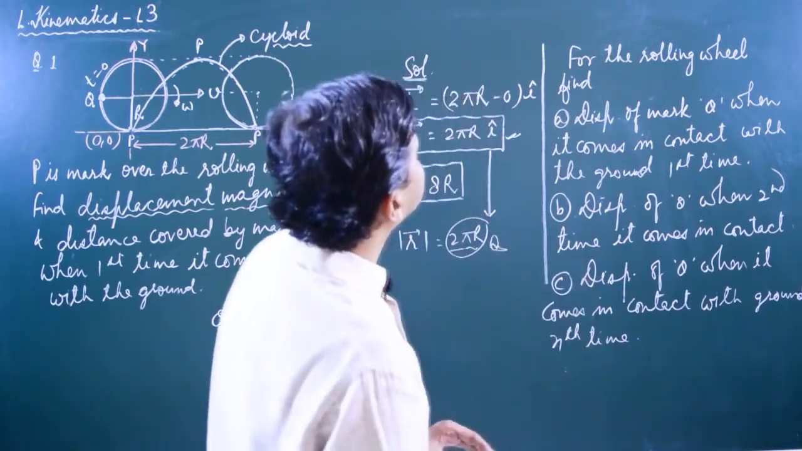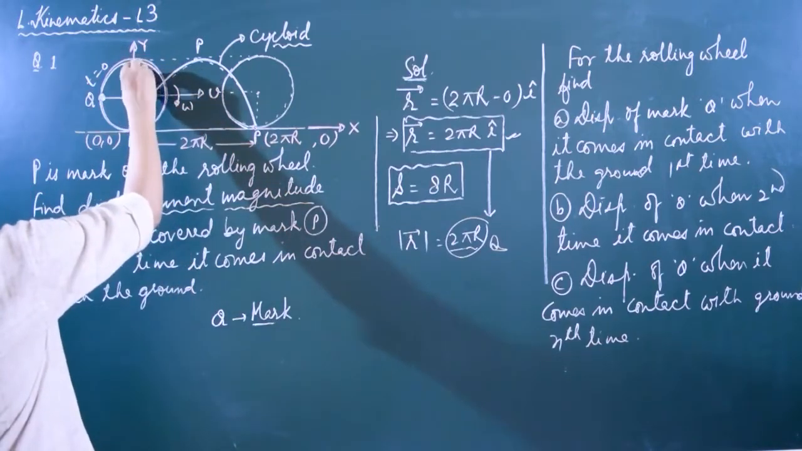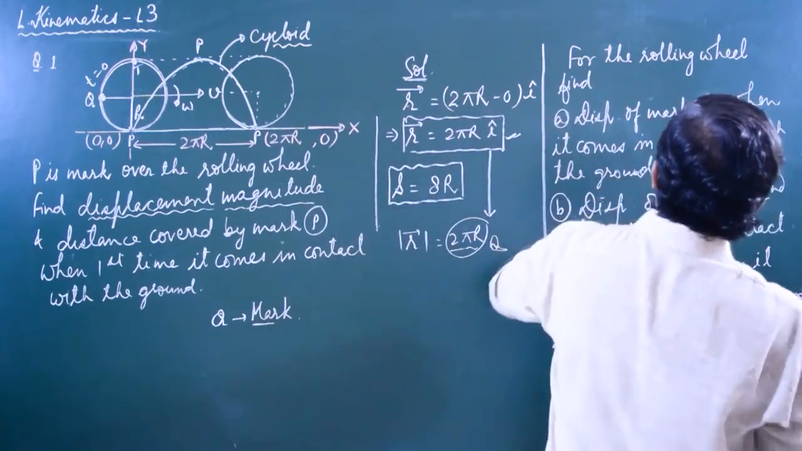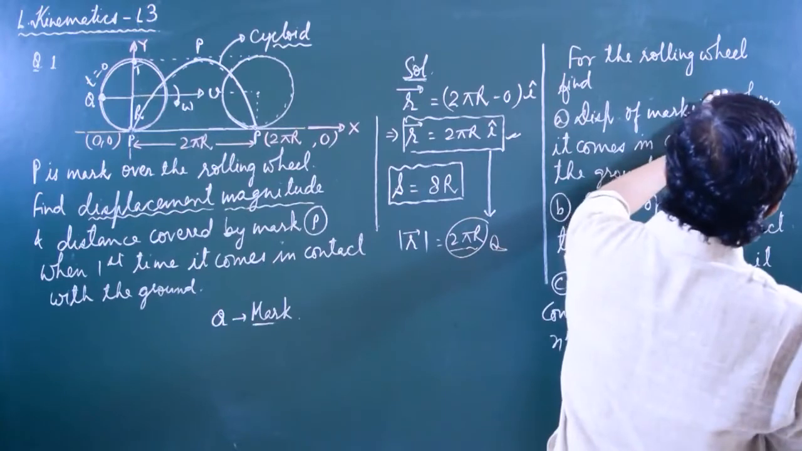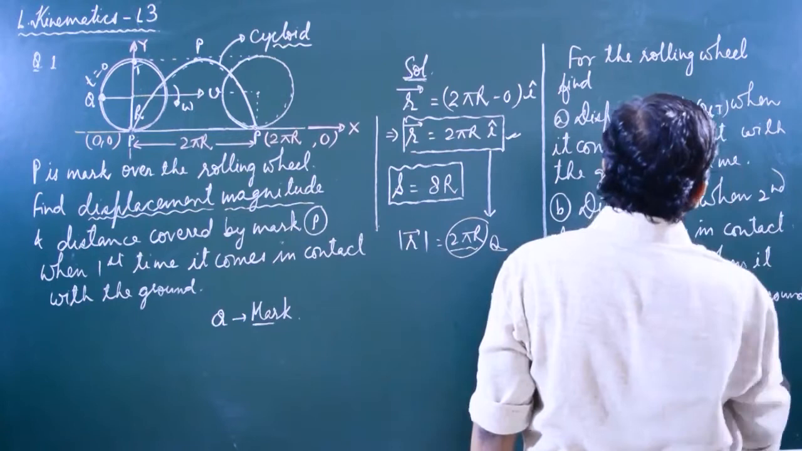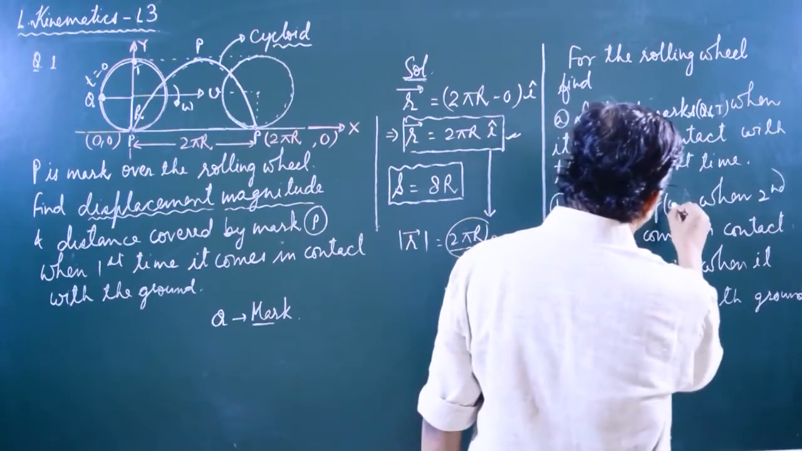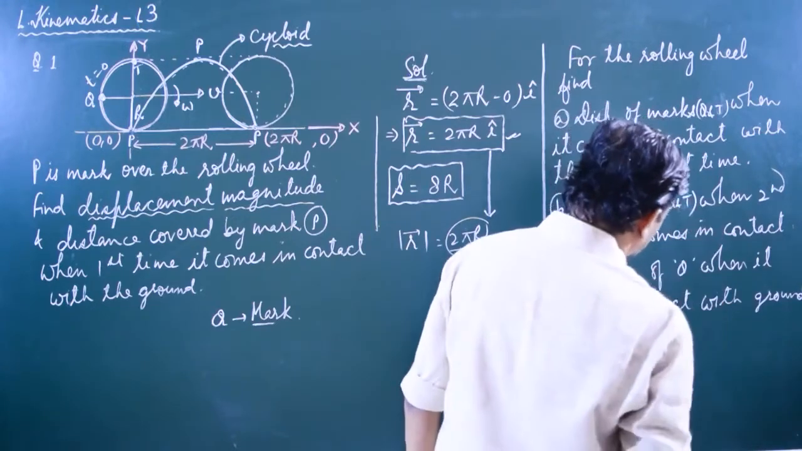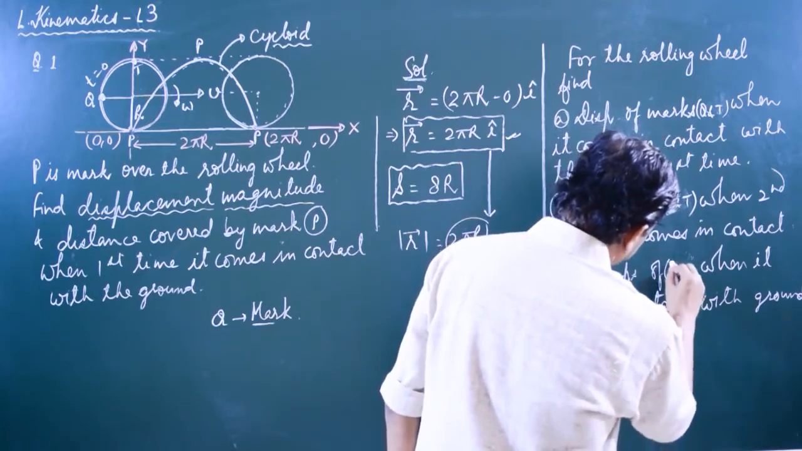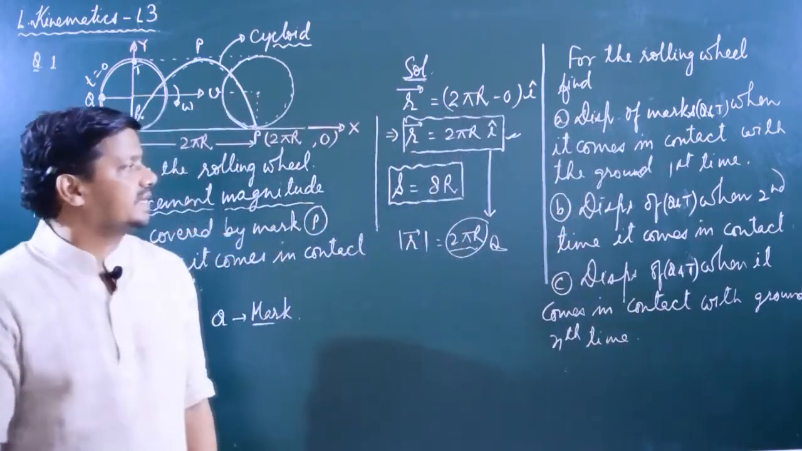And one more question I am giving. Suppose this point is T, so find the results for Q and T marks. Here also, displacements of marks Q and T, and here also you have to get the displacement for marks Q and T. So these results you have to get.